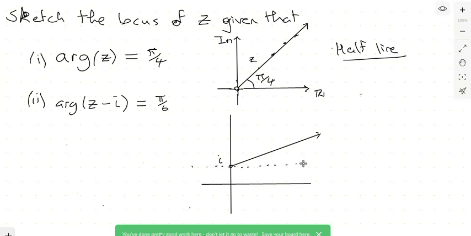It means it's the angle it makes. It's like a bearing. It's a direction it makes. That is pi over 6. The half line starts from whichever complex number it is here, which you're taking away, and then you're just going to be left with an angle of pi over 6 there.